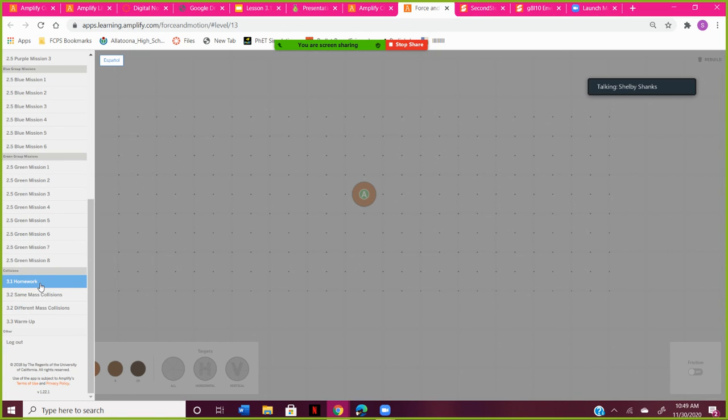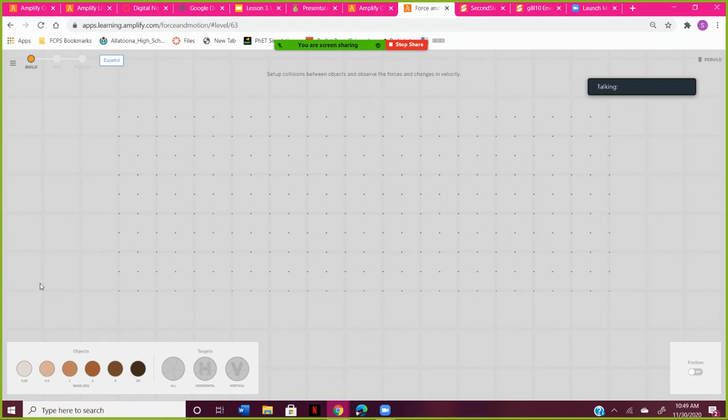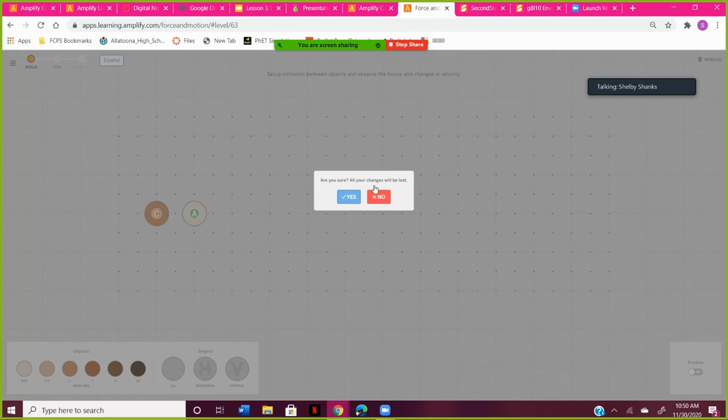Okay, so go ahead, press on that. And it's going to tell you to set up collisions between objects and observe the forces and changes in velocity. It doesn't have any objects here. What you're going to do is move these objects into this space. You can choose whatever objects you want. You can make them go away. You can just rebuild if you don't want any of those.